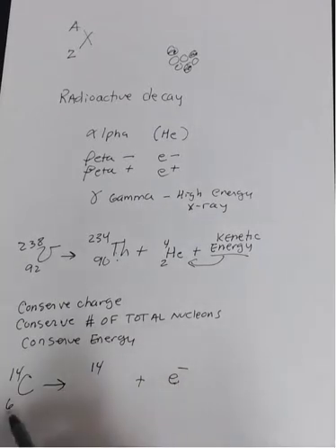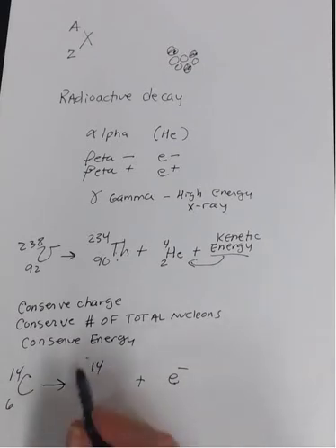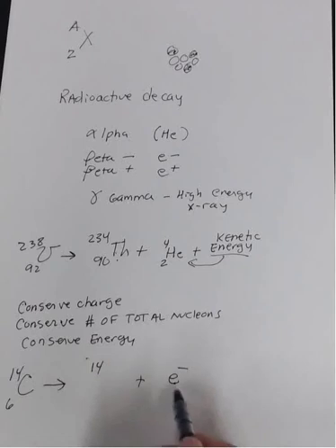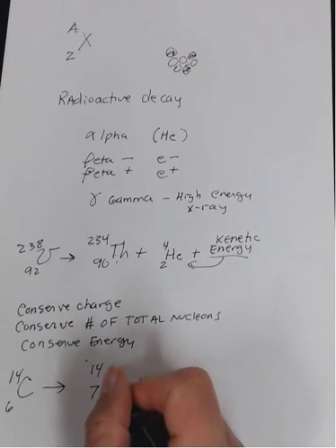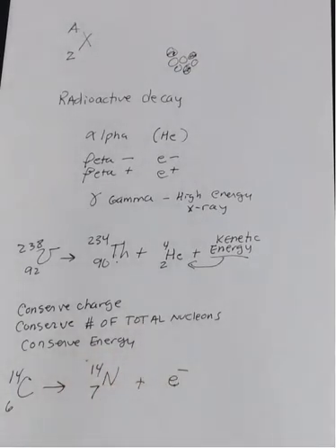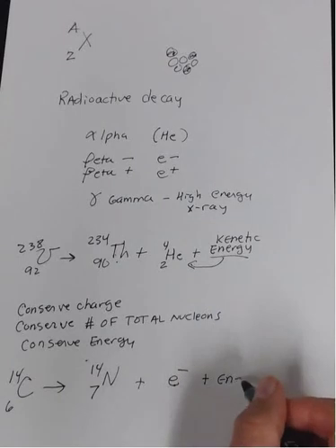We had 6 positive charges, and here we have a negative charge. So we've got to end up on this side with still 6 positive charges. That means the daughter must have 7 positive. 7 minus 1 is 6. So that's, of course, nitrogen. So that will be the reaction here. And again, plus there'll be some energy released.